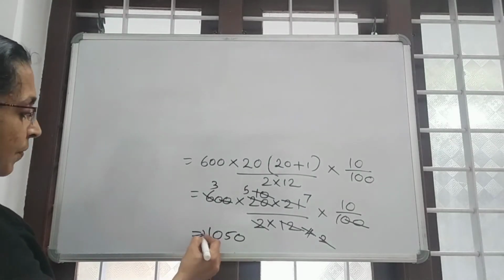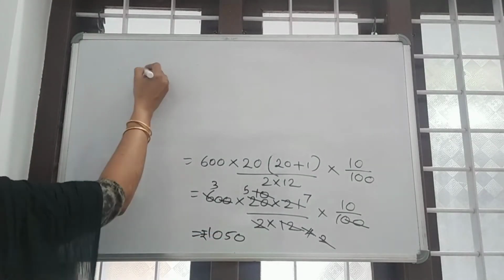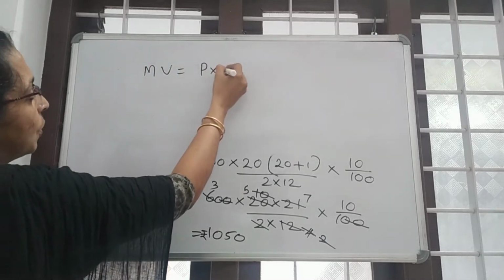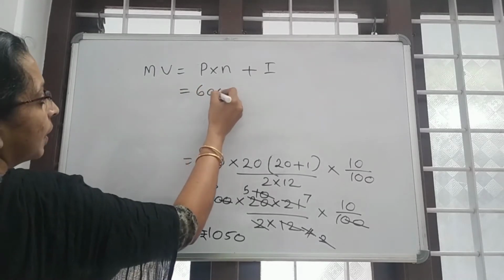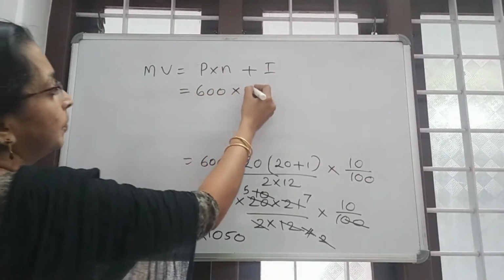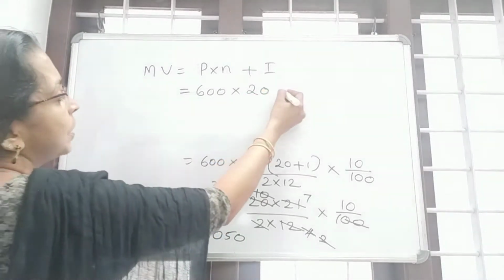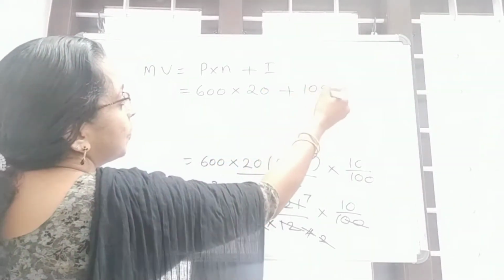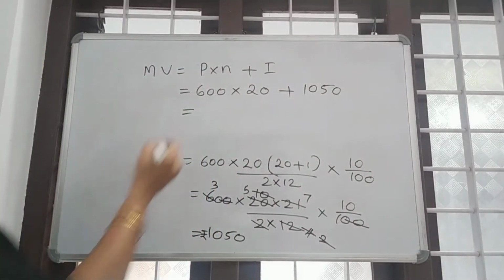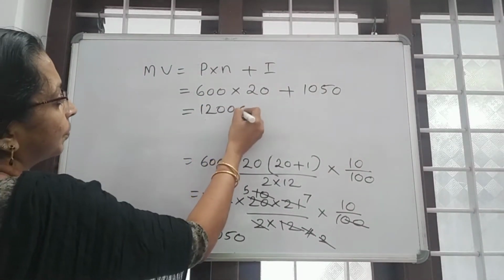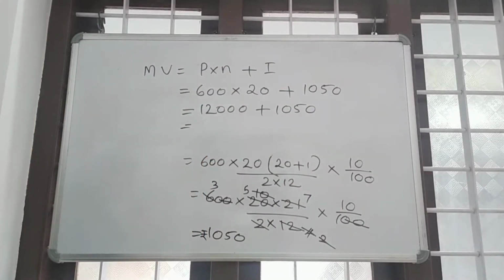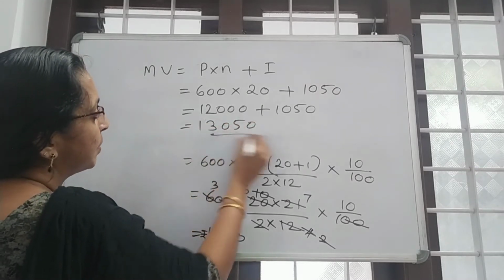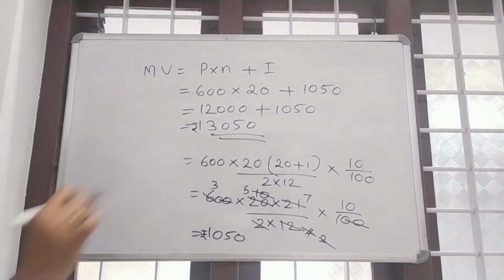So do the calculation. We will get it as 1050 rupees. Maturity value is equal to P into N plus I. P is 600 into N, that is 20 months, 20, plus I, which is 1050. So it will be 12,000 plus 1,050, so 13,050 is the maturity value, that much rupees.